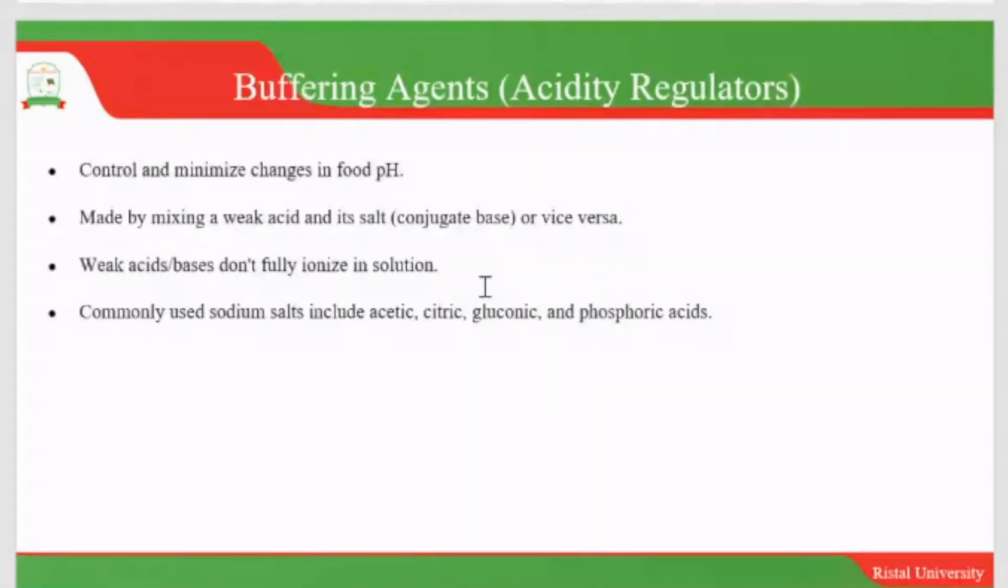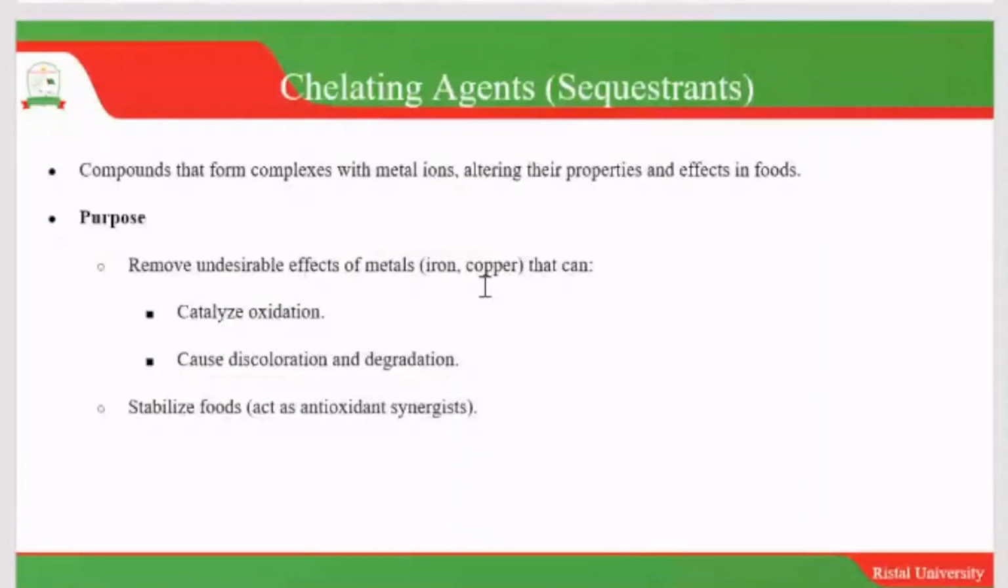Also, for the chelating agents or the sequestrants, these are compounds that form complexes with the metal ions, altering their properties and their effects in food. So what is the purpose of having these compounds that form complexes with those metal ions that are already present in food? These remove the undesirable effects of the iron, the copper, etc. which catalyze oxidation and also cause discoloration and degradation.